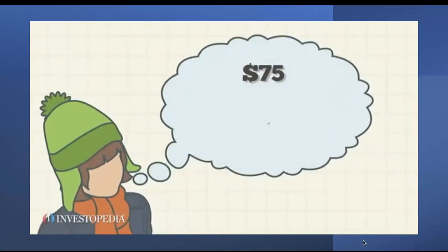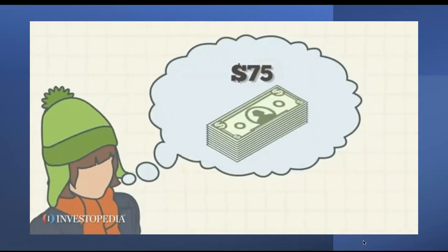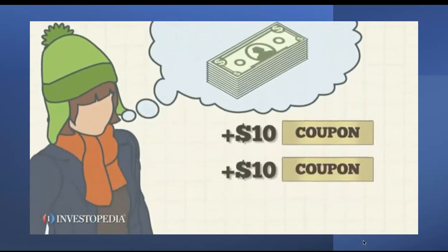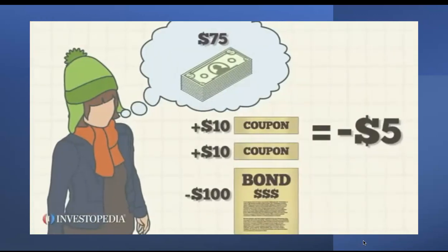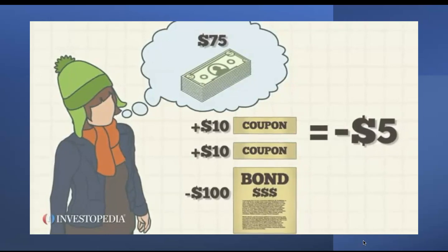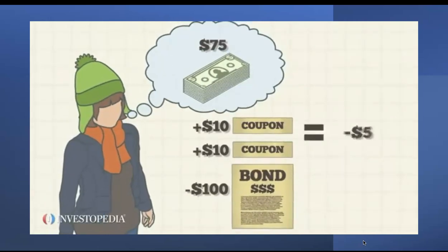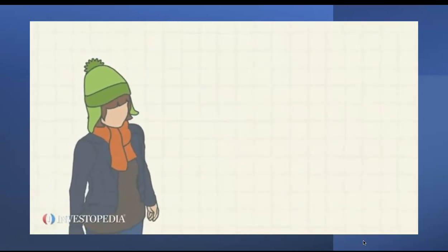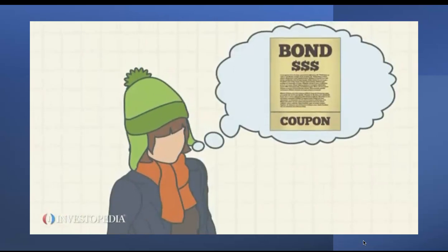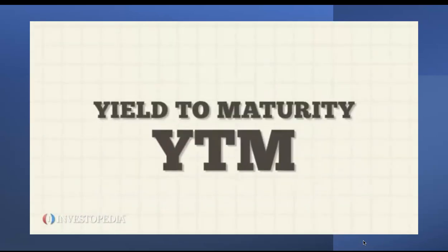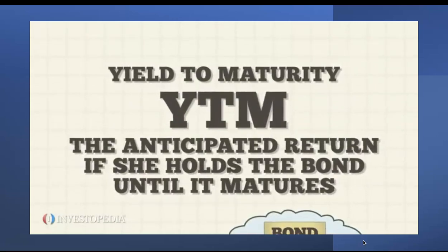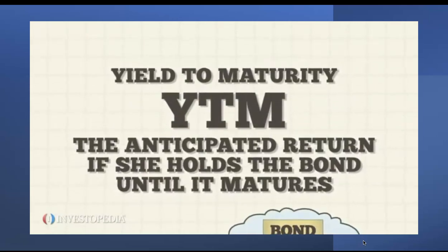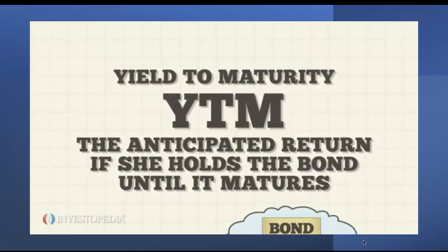Jane might sell the bond after 2 years for $75. While she earned $20 during the 2 years she held it, since she sold it for $25 less than she bought it for, she actually lost $5. The current yield approximates what she might earn, which helps her decide whether to invest. Since she wants to buy a bond, Jane also needs to consider yield to maturity, YTM, which is the anticipated return if she holds the bond until it matures. That is, if she doesn't sell before the maturity date of the bond.